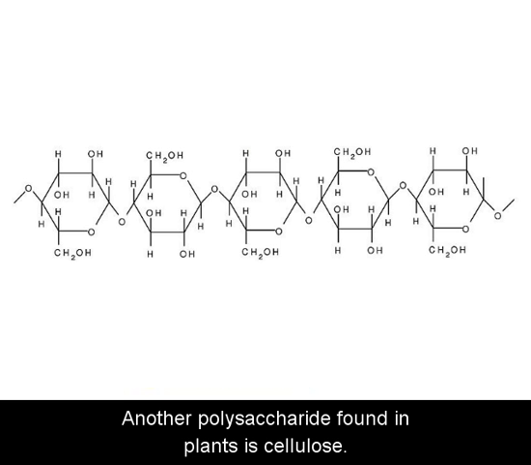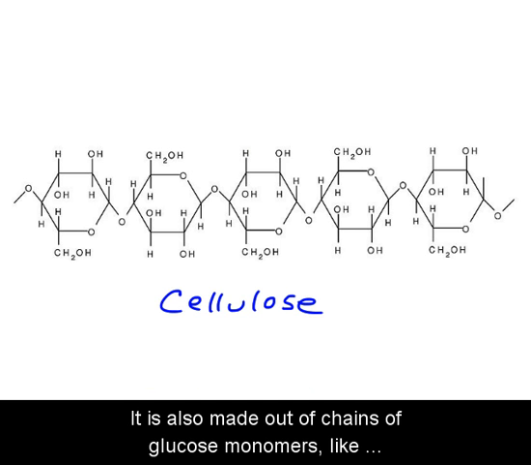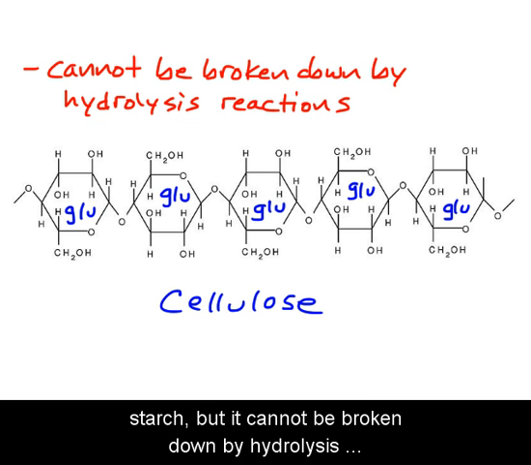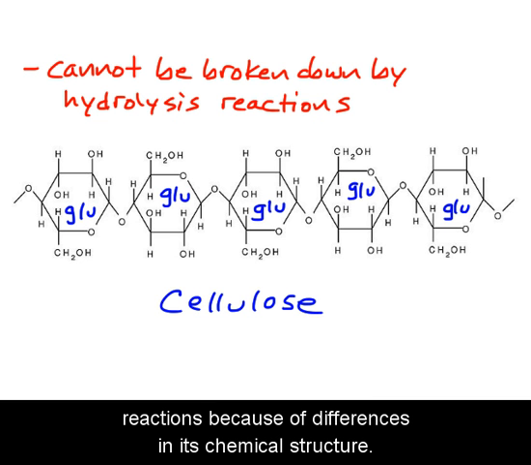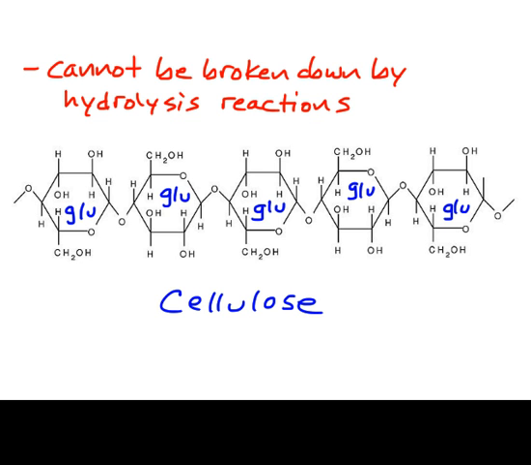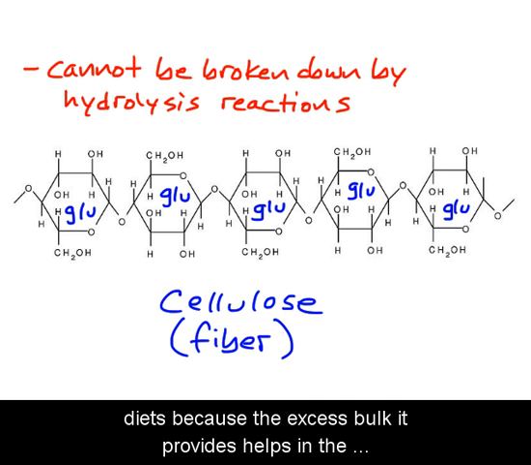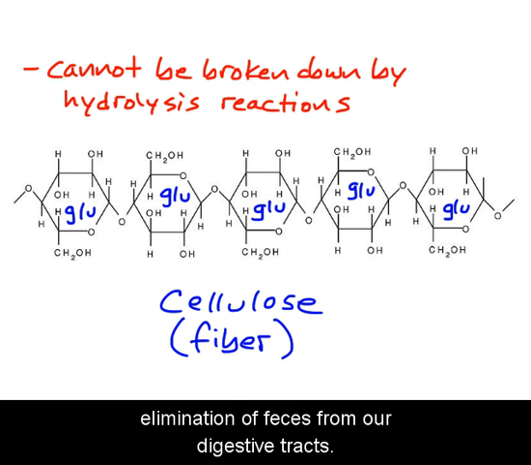Another polysaccharide found in plants is cellulose. It is also made out of chains of glucose monomers, like starch, but it cannot be broken down by hydrolysis reactions because of differences in its chemical structure. Cellulose is commonly called fiber and is important in our diets because the excess bulk it provides helps in the elimination of feces from our digestive tracts.